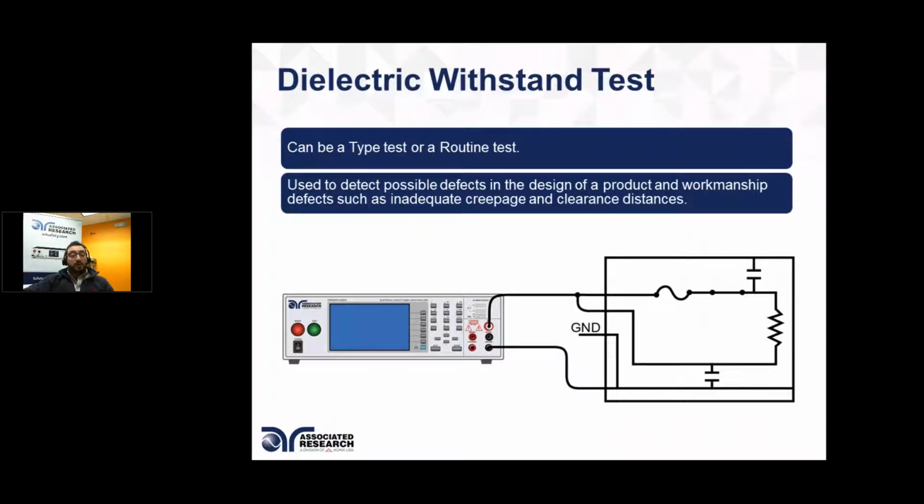It's also a quality test. A lot of engineers and people in the industry that use high-pot tests use it not only as a safety test but also as a quality check of their products, which means this test is also able to detect possible defects in the design of a product and workmanship, such as inadequate clearance distances between current carrying conductors and things of that sort.